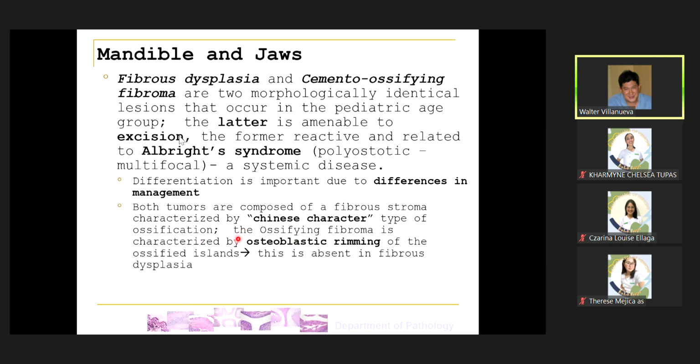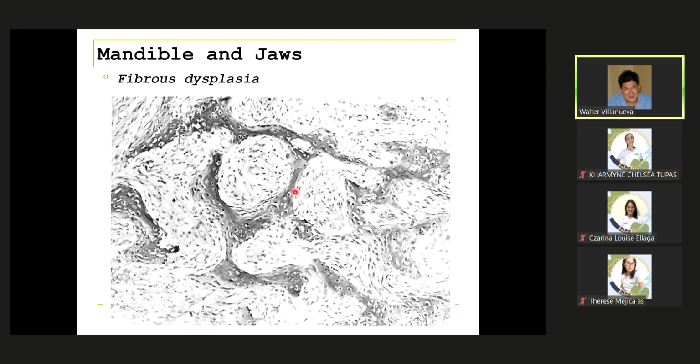So in the case of ossifying fibroma, it's characterized by osteoblastic rimming. So you have to look for this osteoblastic rimming. This is absent in fibrous dysplasia. Okay, Chinese character type of ossification. So what do you read here? I think I read Lao Che. Lao Che means teacher in Chinese.